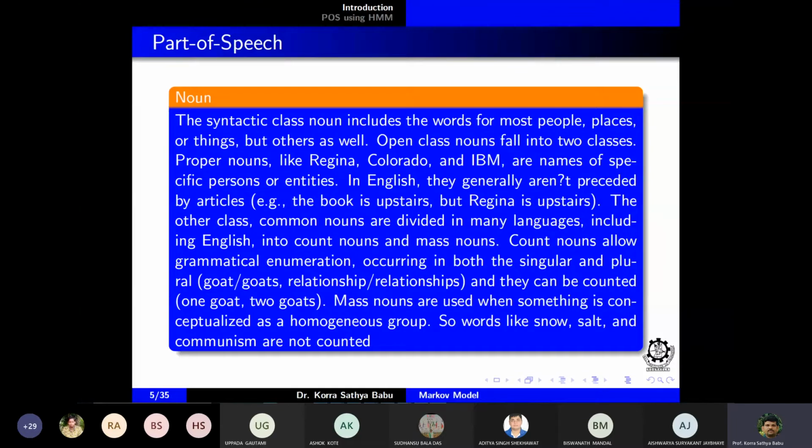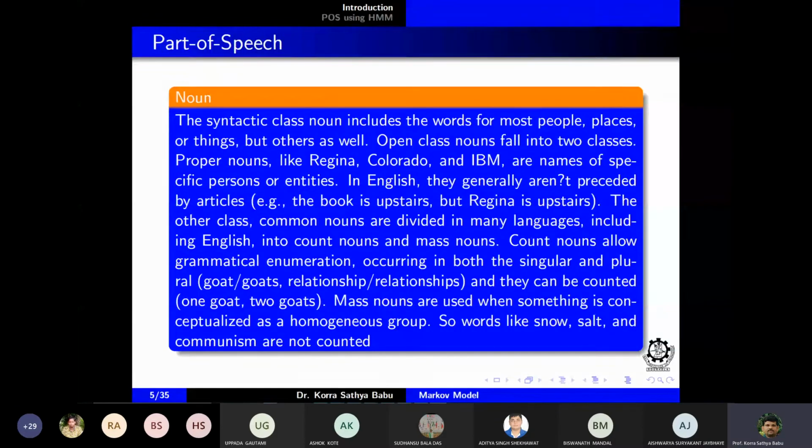Mass nouns are used when counting is conceptualized as a homogeneous group. So words like snow, salt, and communism are not counted. They are not counted; the whole thing is taken as a mass, in a single group. That is what mass nouns are.